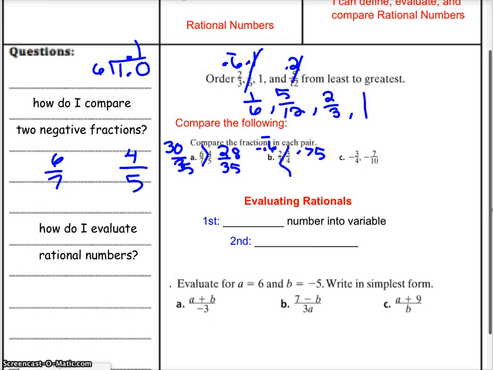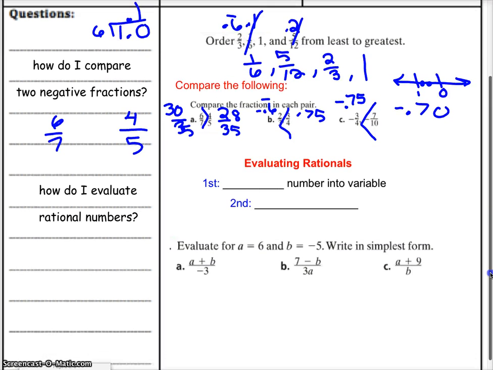Again, I'm converting to decimals. This is negative 0.75, negative 0.70. Again, the number that lies the furthest to the left is smaller. So 0.75 is about right here, 0.70 is right before it. So negative 0.75 is the smaller one. The bigger the negative, the smaller it is.